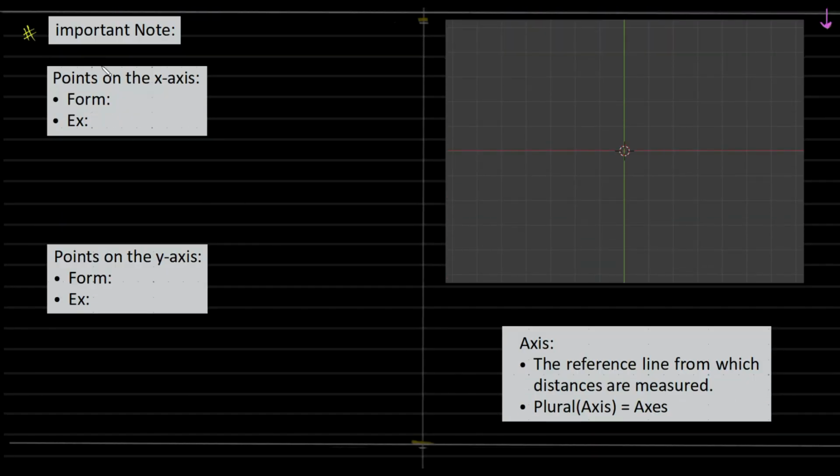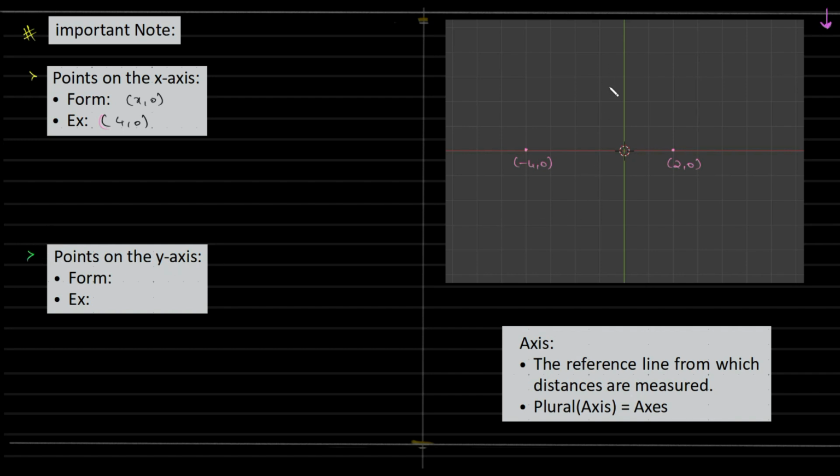Last set of important notes. Any point on the x-axis will be of the form x comma 0. What does it mean? Either you go left or right, but not up or down. So anything on this will be, say, something like this is 2 comma 0. It is 2 steps right, but neither up nor down. Again, like say minus 4, 1, 2, 3, 4. But neither up nor down, so 0. So examples are 4 comma 0.